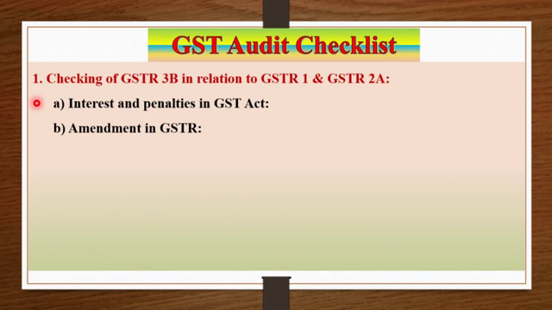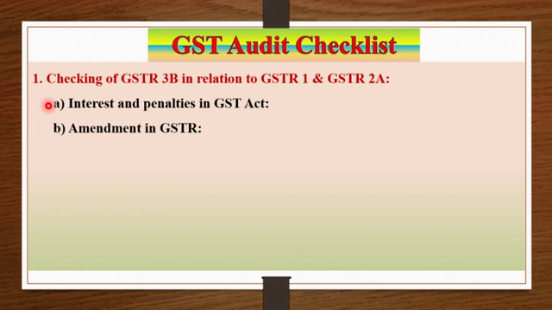So first point is checking of GSTR3B in relation to GSTR1 and GSTR2A. In that, two important points get covered under this heading. First is interest and penalties in the GST Act. Friends, under this the recipient could claim extra input tax credit, and for this it is compulsory for him to make a payment of interest at 24%. This is applicable on the excess tax amount.